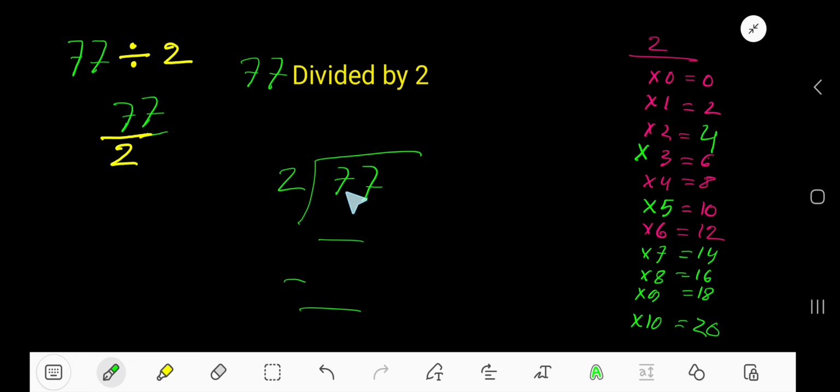2 goes into 7 how many times? Look, 3 times is 6, 4 times is 8. So we have to stop here. 3. 3 times 2 is 6. Subtract, 1. Bring down this 7.